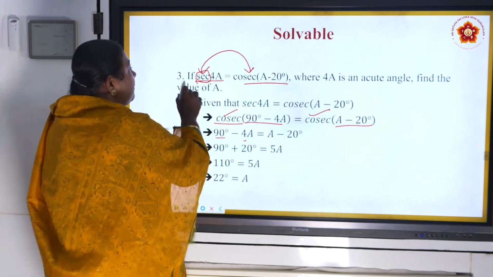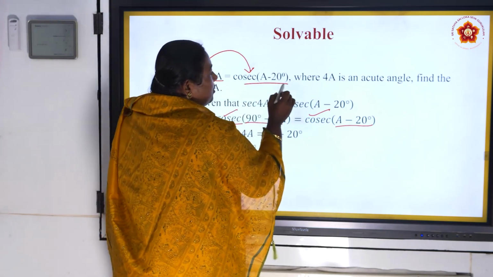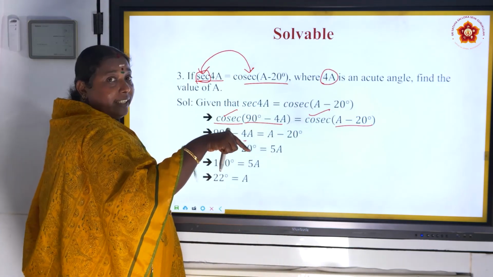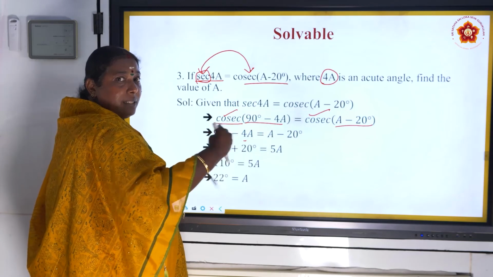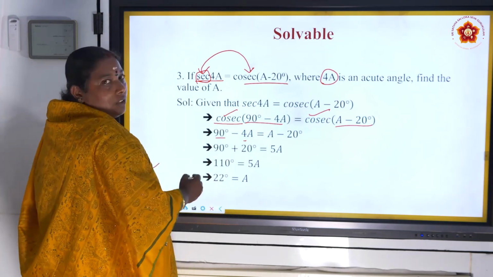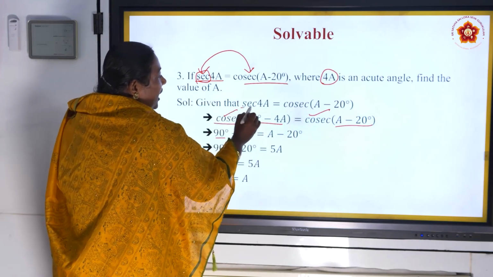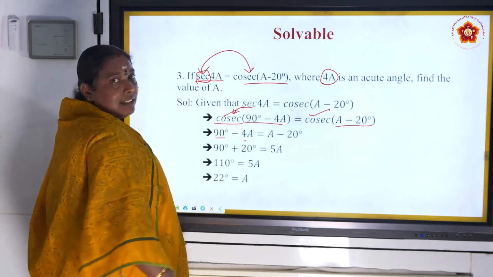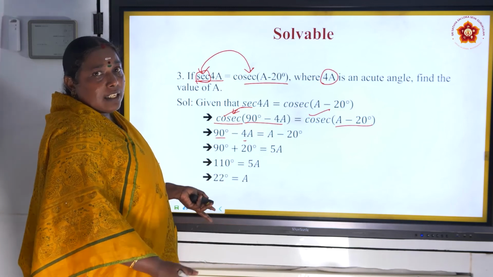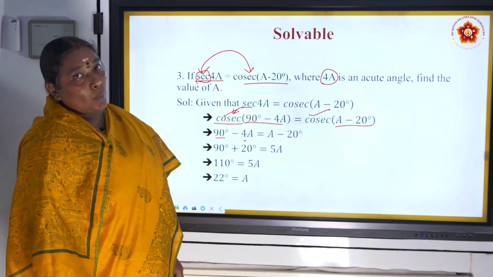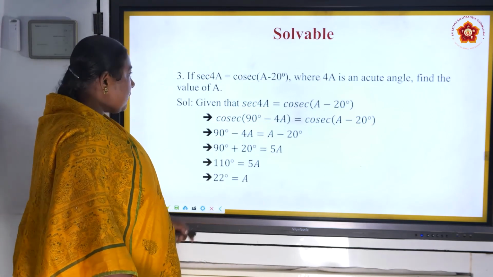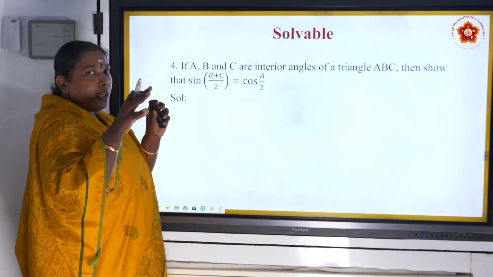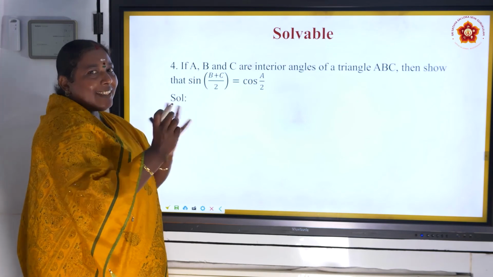I'm repeating again. If secant 4a is equal to cosecant a minus 20, where 4a is an acute angle, then find the value of a. So secant, I can change it as cosecant 90 minus 4a. Then I have to compare the angles. If I compare with normal algebraic expressions, I will get the answer as 22. So by this, we are getting some knowledge about comparing the angles.